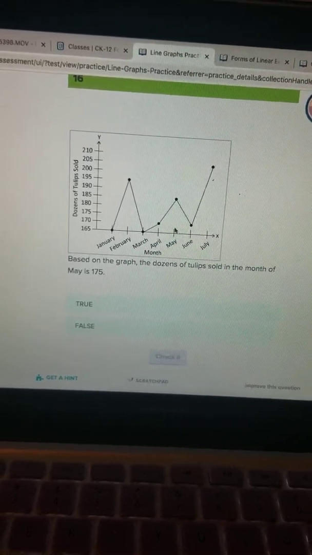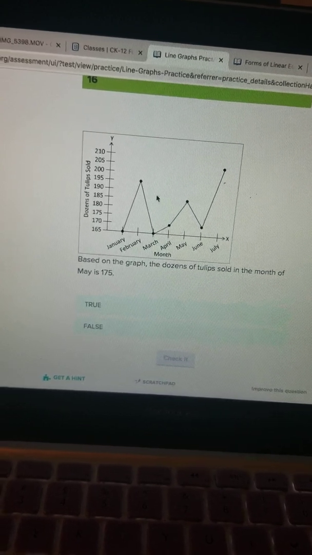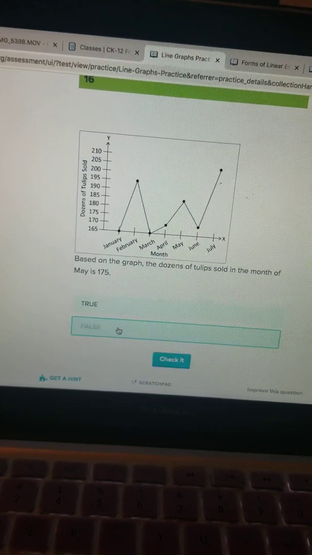All right. Based on the graph, the dozens of tulips sold in the month of May is 175. May. Okay, is that true or false? Not 175, it's 185. False.